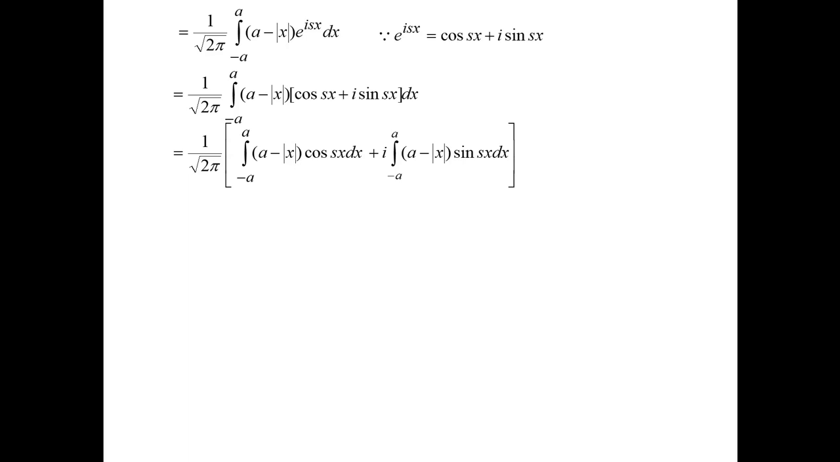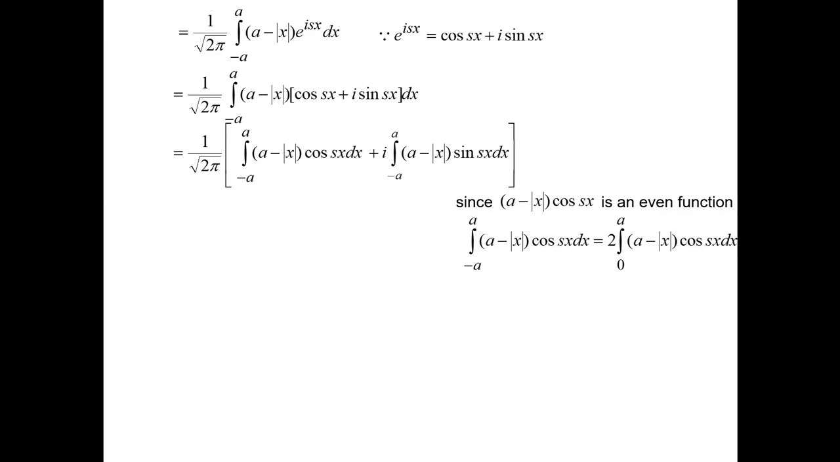Here that a minus modulus of x cos sx is an even function. Therefore, we know the property of integration: the integral over minus a to plus a of a minus modulus of x cos sx dx can be written as 2 into the integral over 0 to a of a minus modulus of x into cos sx dx. So substitute this value for the first integration. We get 2 into the integral over 0 to a of a minus modulus of x cos sx dx.